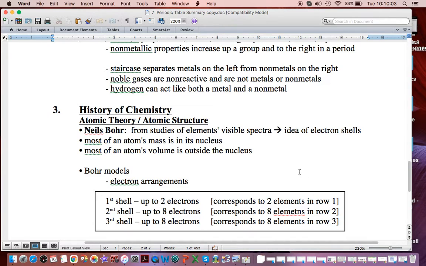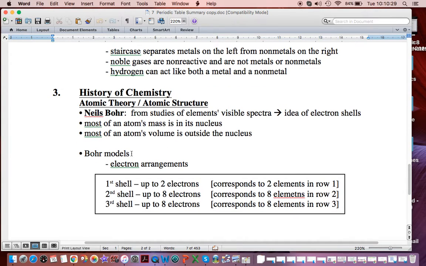There won't be much on history, but we have someone named Niels Bohr. And he studied what's called the visible spectra of elements and came up with the idea of electron shells. The electrons could only exist at certain locations, what we call shells or orbitals, and these surround the nucleus.